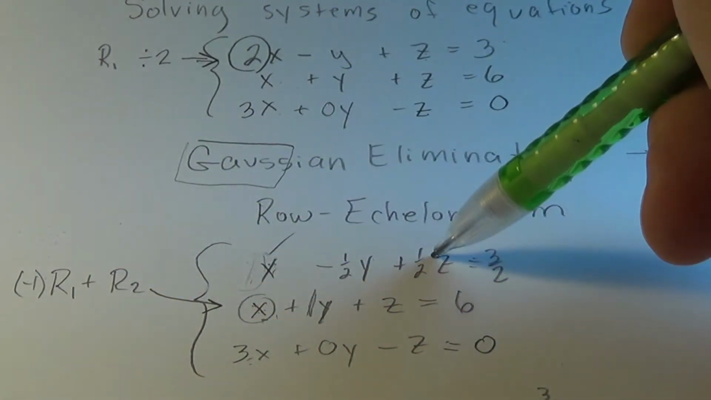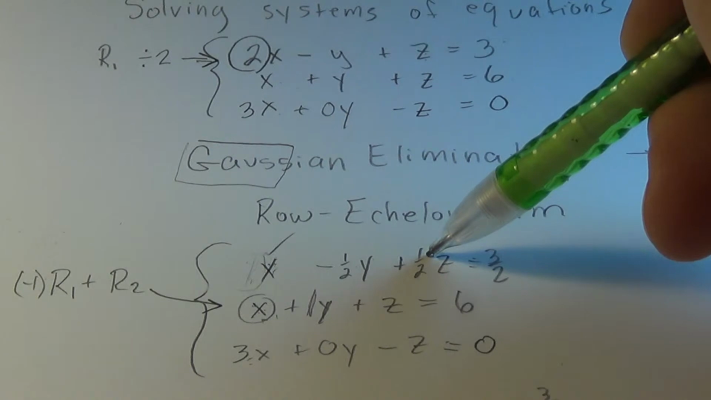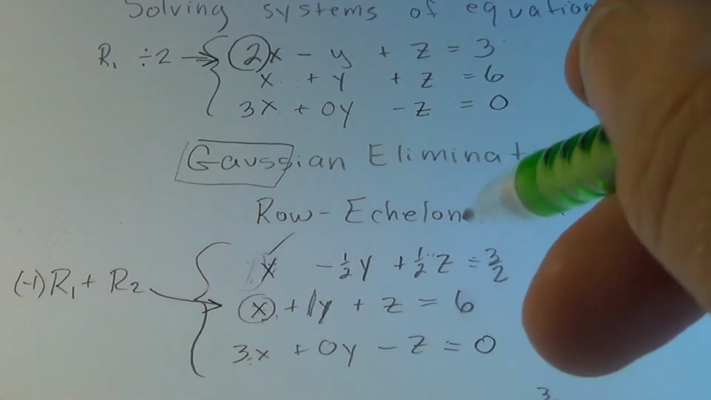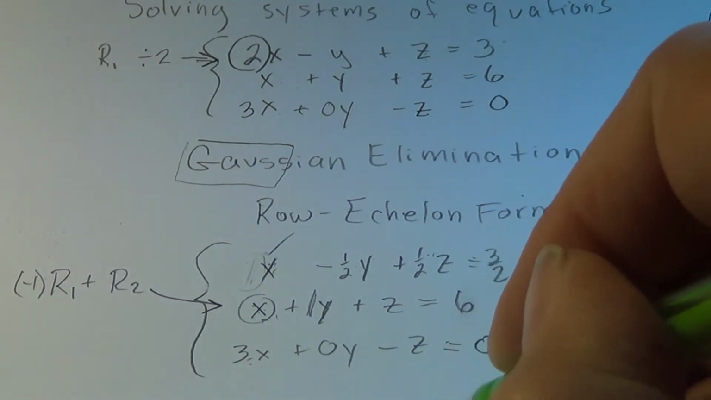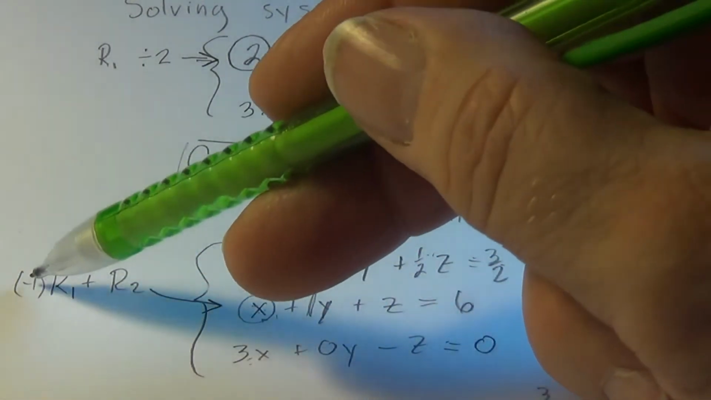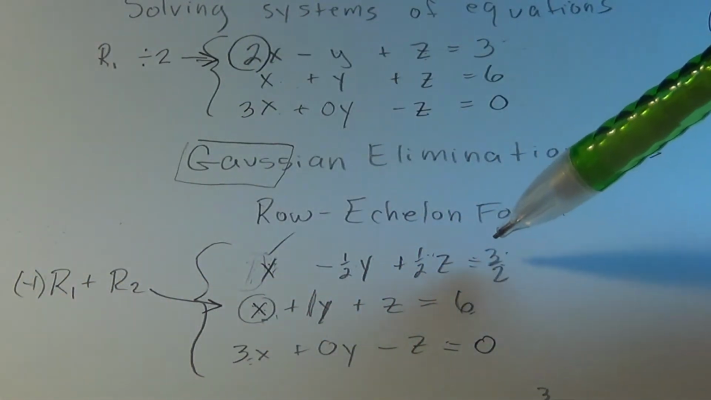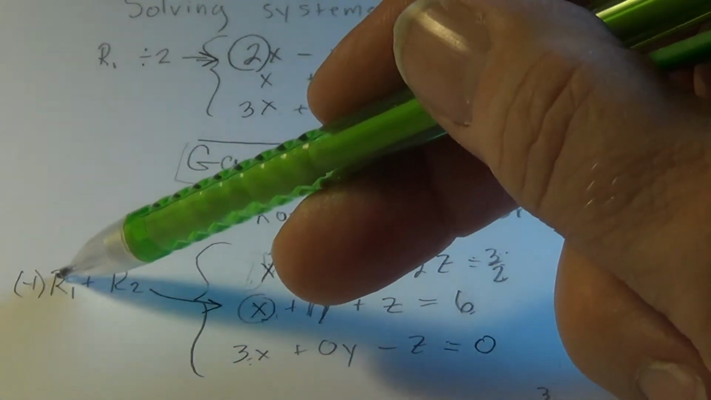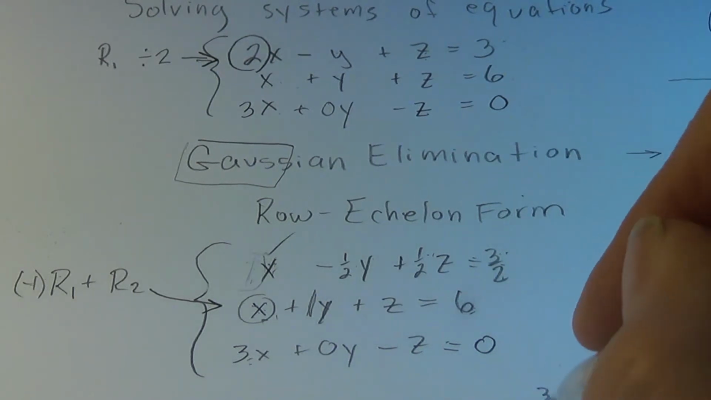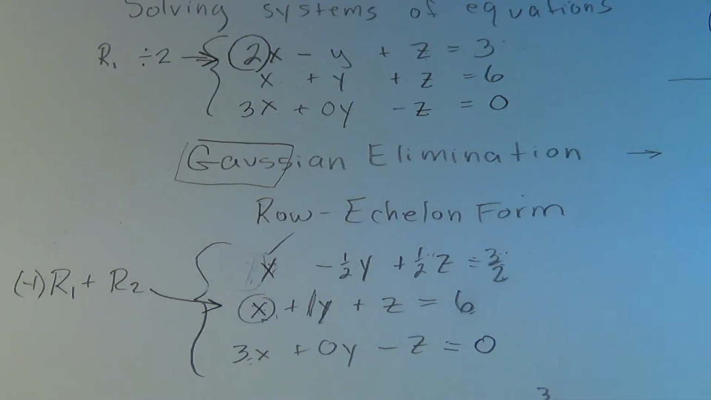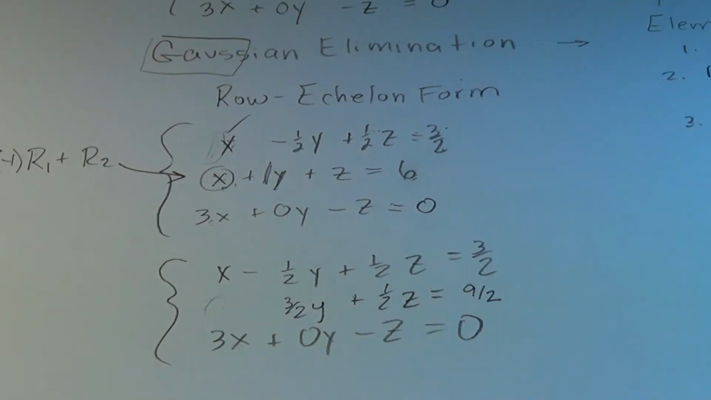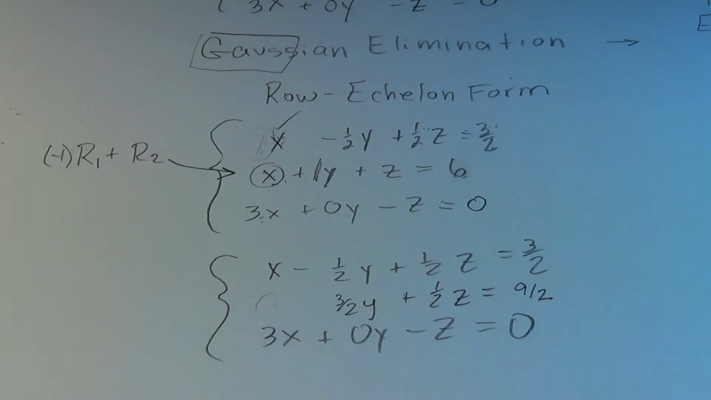Negative 1 times this term is negative 1/2 plus 1z. Negative 1/2 plus 1 is 1/2 z. And the constant also has to be multiplied by a minus 1 and added to that. When you multiply 3/2 by a minus 1 and add it to the 6, you come out with 9/2. All right, now we are approaching row echelon form, and we are not there yet. So you get that equation.